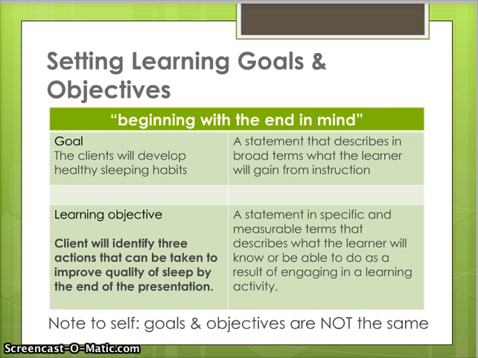From this goal that you see here, one could write a set of related and specific learning objectives. So in this example, the goal is that the clients will develop healthy sleeping habits. And a goal is a statement then that describes in broad terms what the learner will gain from instruction. A learning objective or behavioral objective is much more specific than a goal. So if you look at it, it's very measurable.